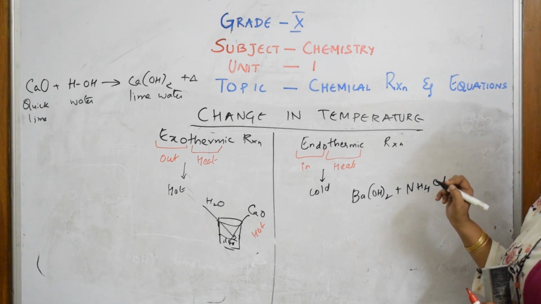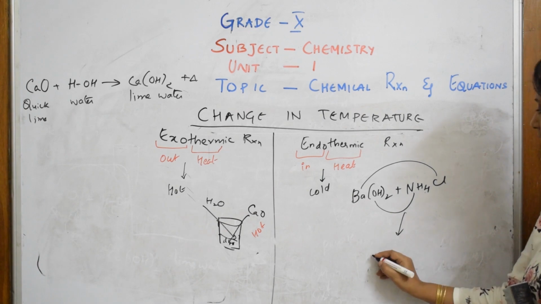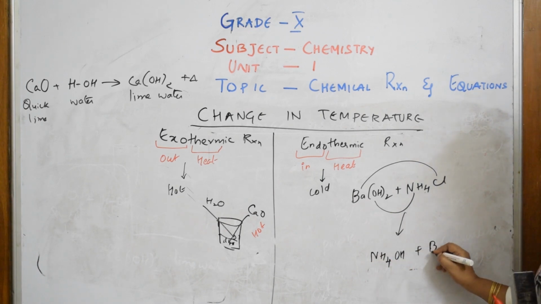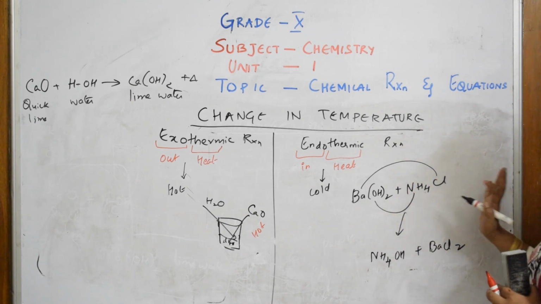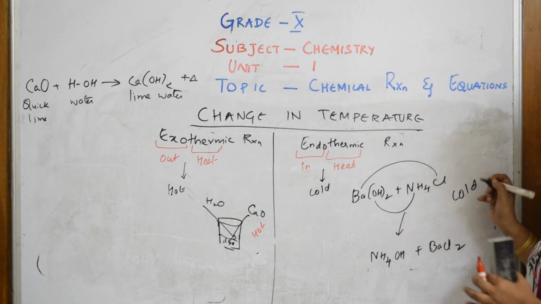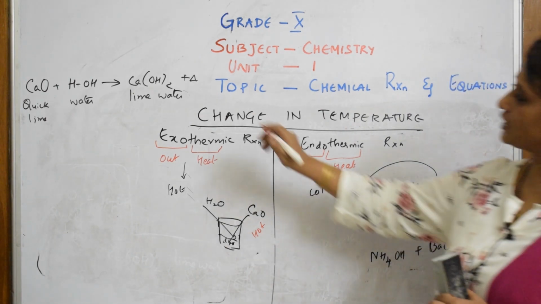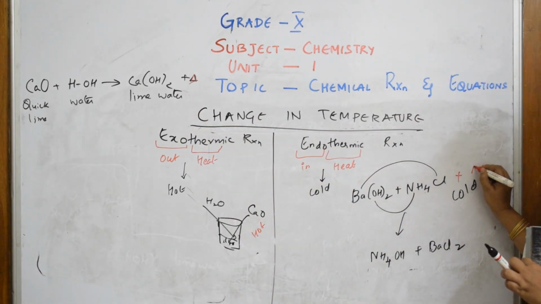So what is happening here? Barium hydroxide and ammonium chloride combine together and form ammonium hydroxide and barium chloride. Now when you touch the beaker containing these two, immediately it will be very, very cold. It will absorb the heat. Means where should I write the delta? Here I wrote delta outside, after the product. Here I'll be writing it inside.